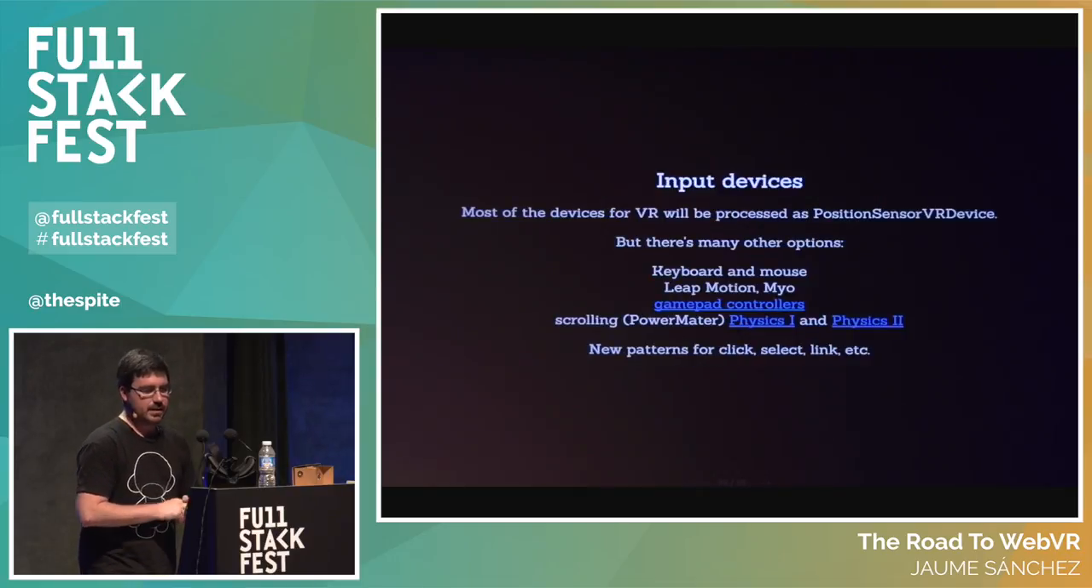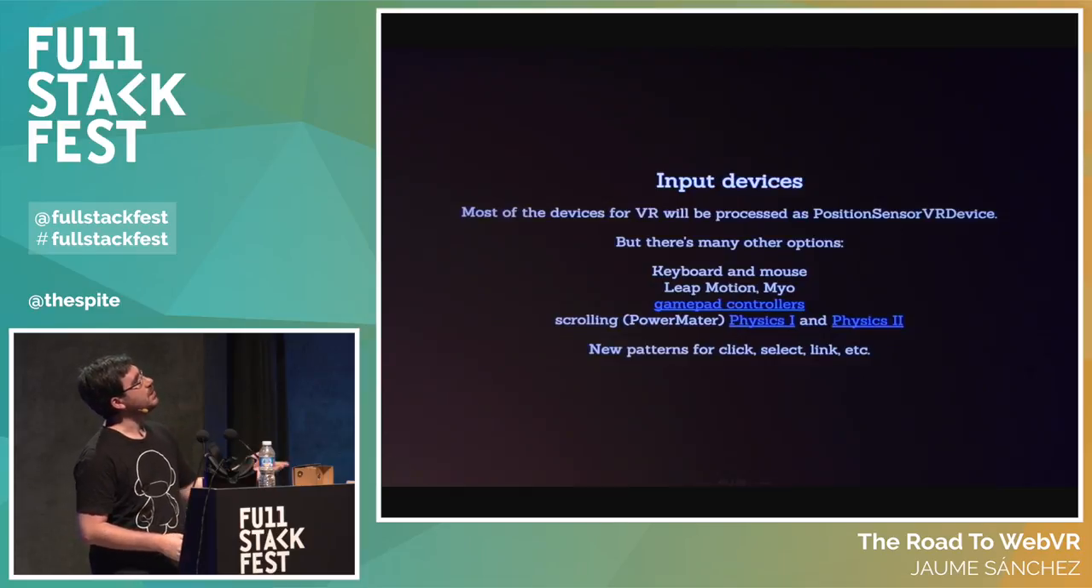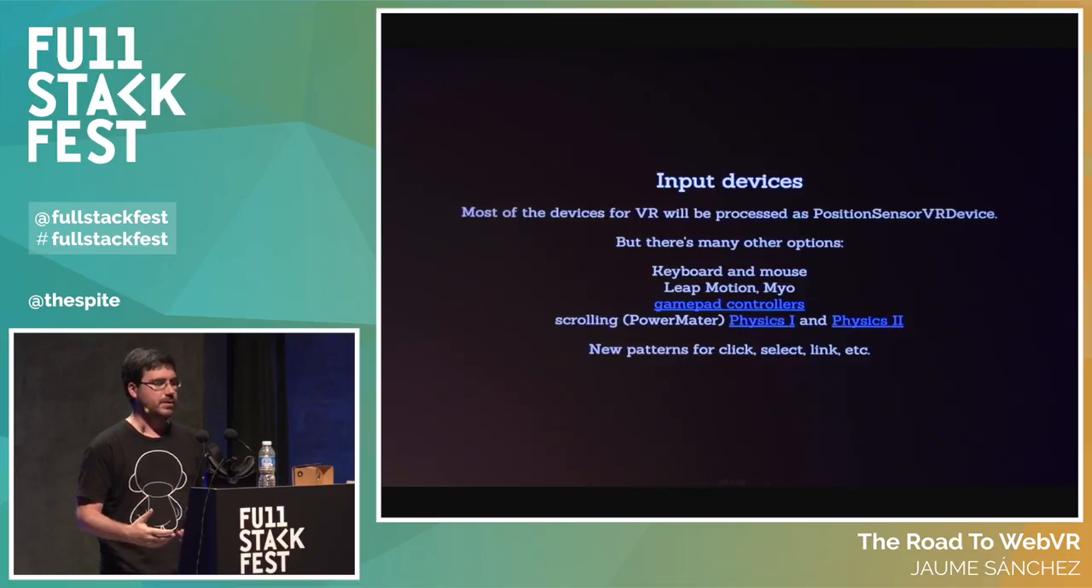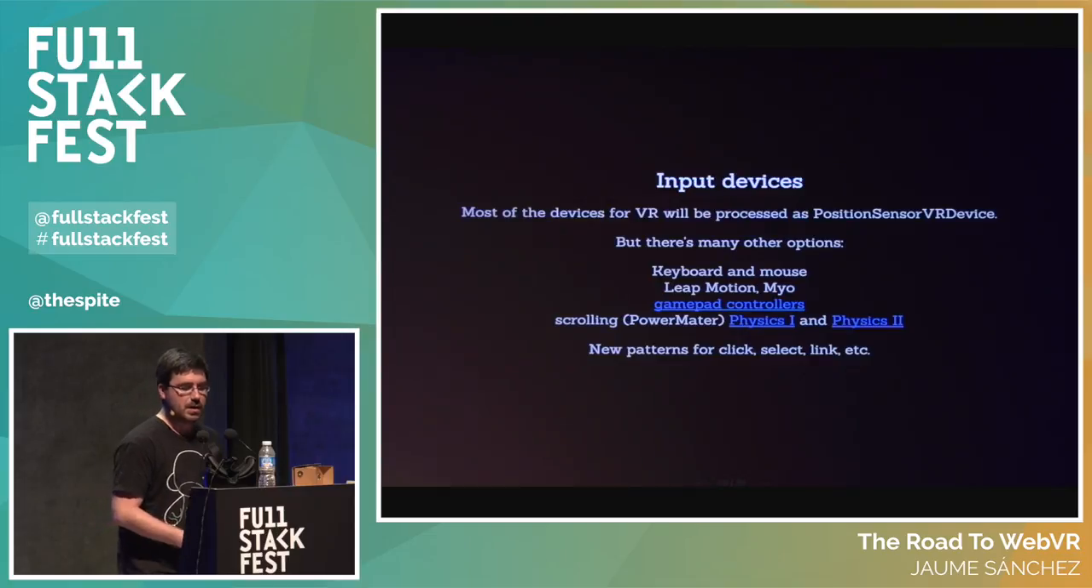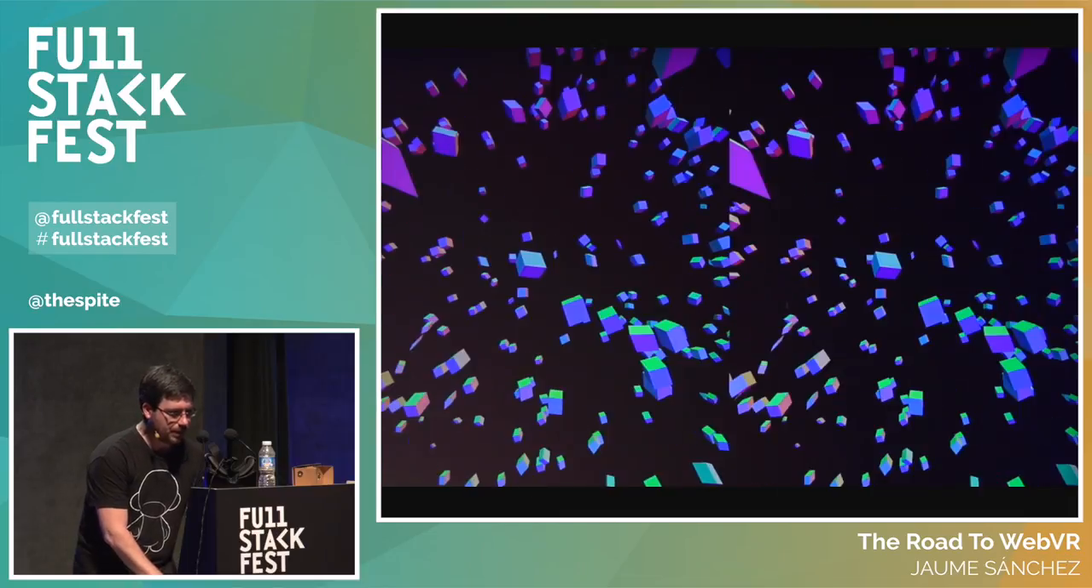So what happens with the input devices? There are lots of input devices, and every VR solution comes with its own. They will basically be processed as a position sensor VR device, but there are many other options that we can use in the browser just using JavaScript. So there's the keyboard and mouse that we've seen. There's the Leap Motion that tracks your hands. It gives you a complex representation of those hands, so it might not be straightforward to implement in VR, even though it's very powerful. Myo is a bracelet that tracks your arm movements and your hands by reading the muscles and nerves reactions. We have gamepad controllers.